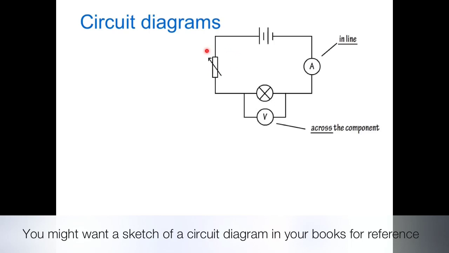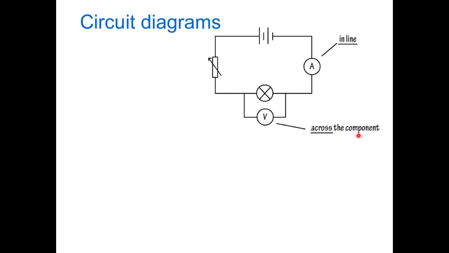Here you've got a variable resistor. If you just set this circuit up, you would be able to use the voltmeter in parallel or across the component and the ammeter in line with the component, and that would allow you to measure the resistance of anything you had here. So in this case we've got a bulb, but you could put other objects in and you could work out the resistance of that object.